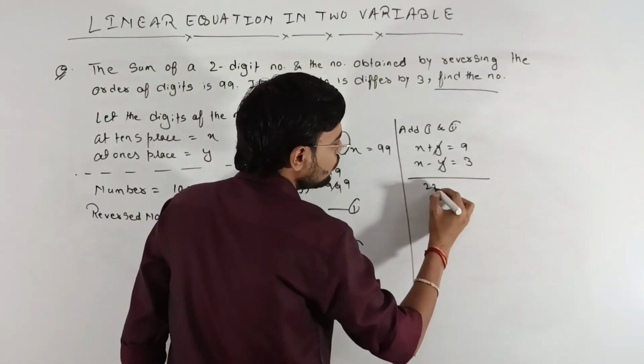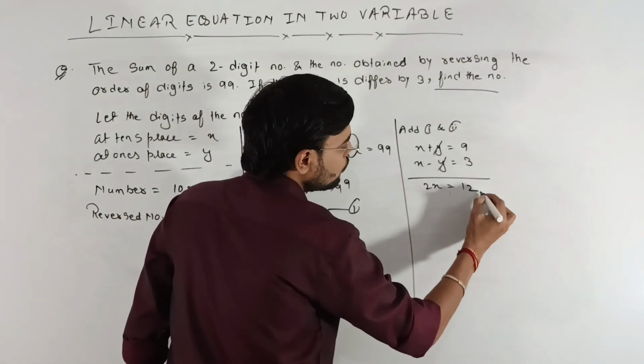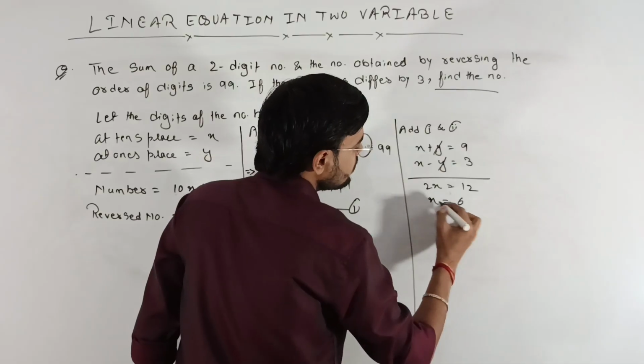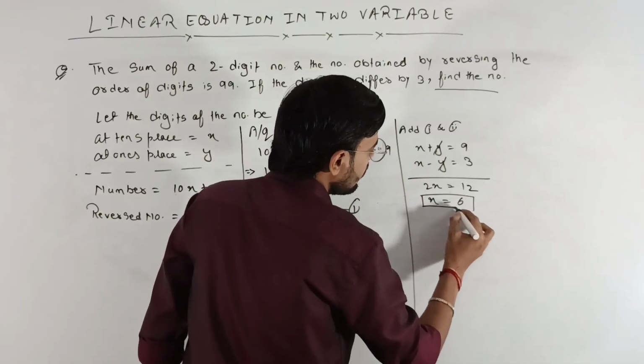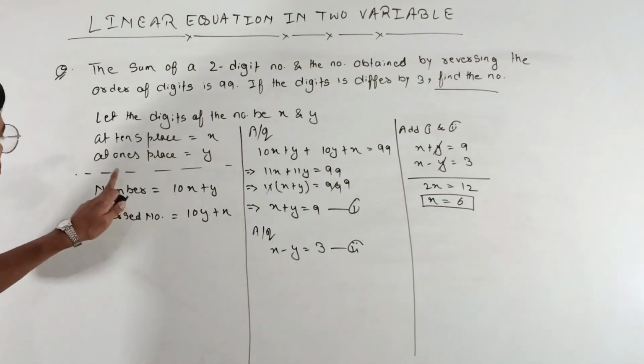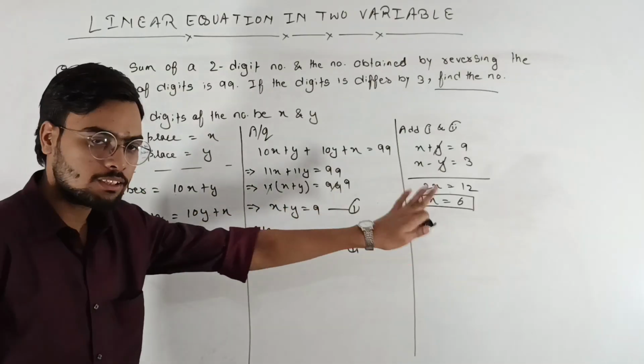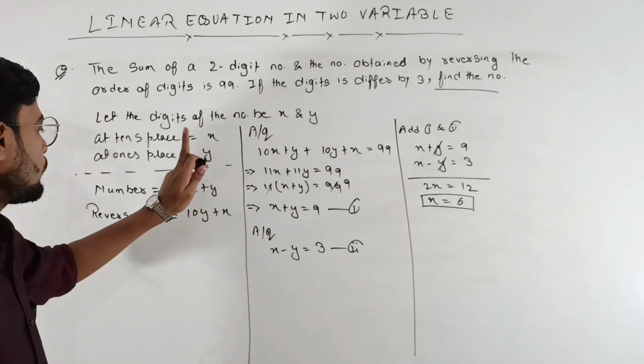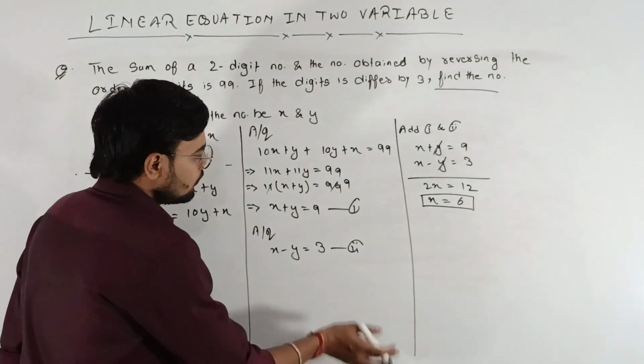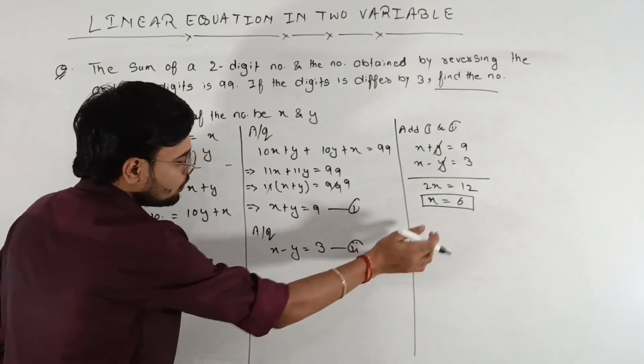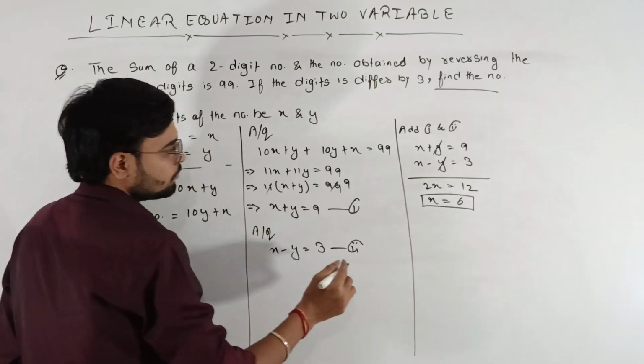Now 2x is equal to 9 plus 3, 12. So from here x is equal to 6. Now x is the digit at tens place, which is 6. Now the digit at ones place is y. Now for y, I put this x is equal to 6 in equation first.